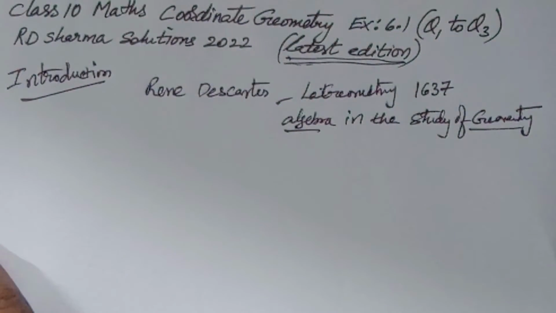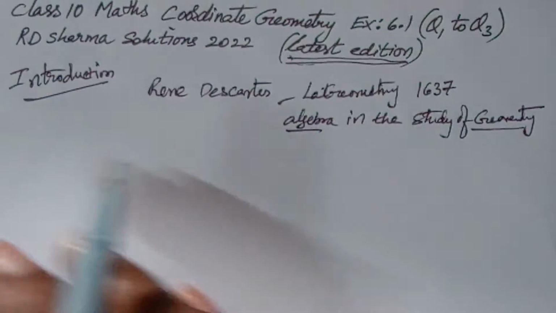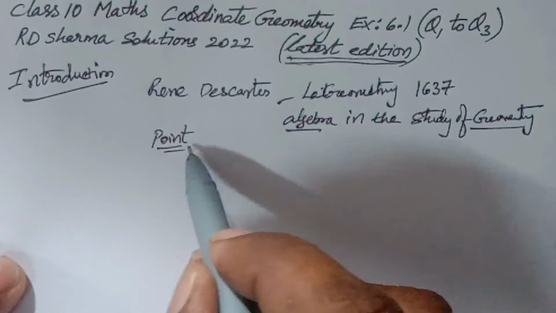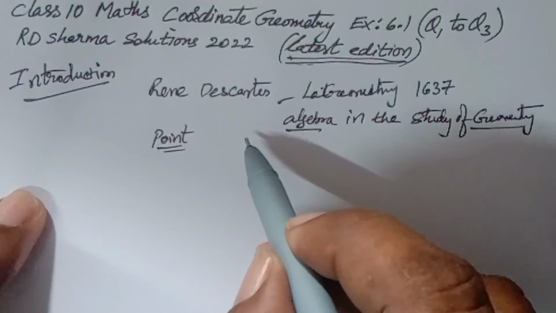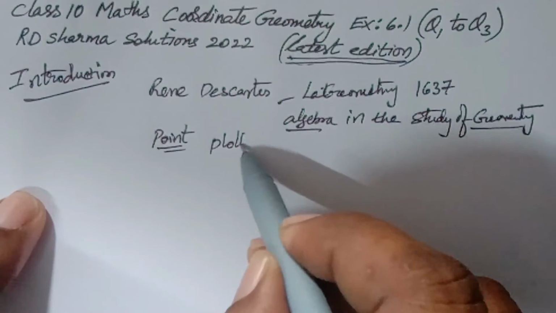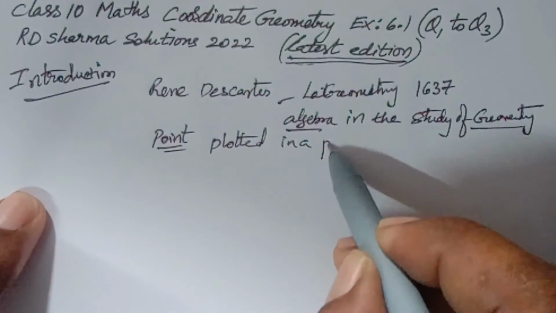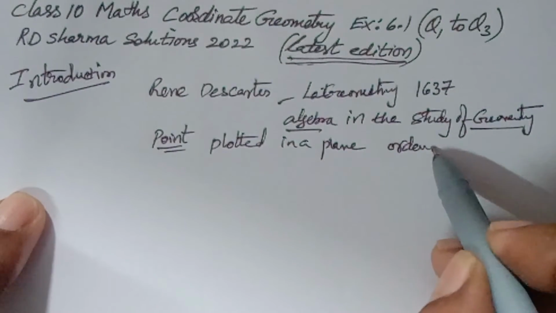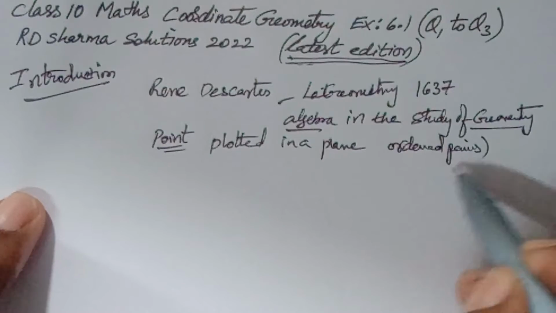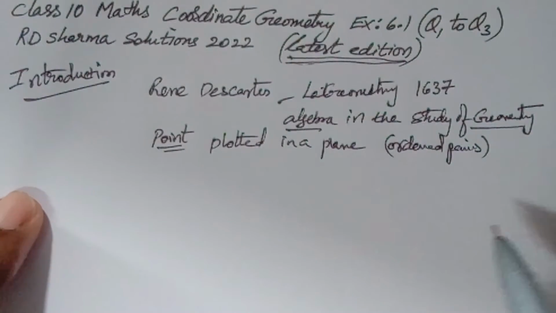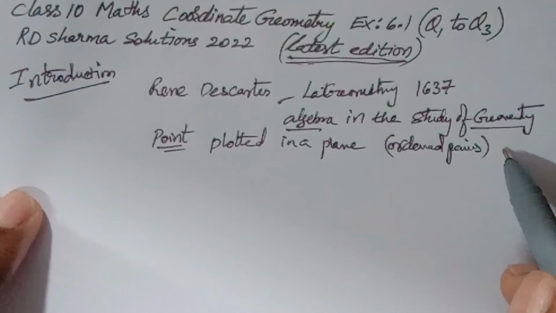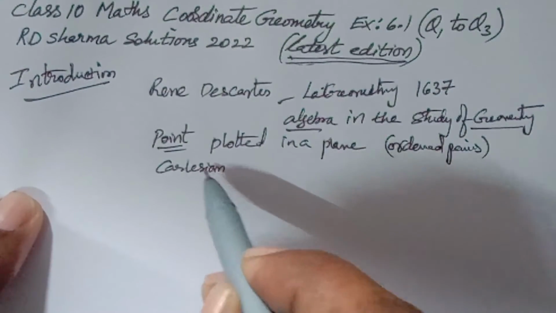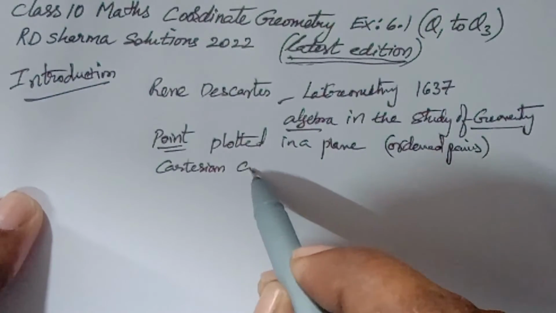So here, the main concept is the point. In geometry, the point is plotted in a plane in the form of ordered pairs of real numbers. This we call the Cartesian plane, or Cartesian coordinates.